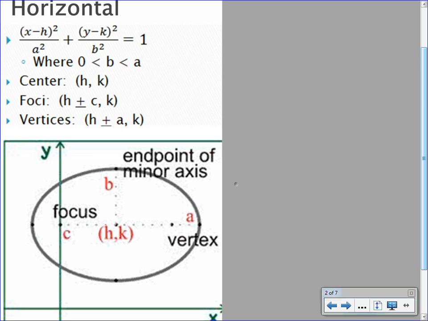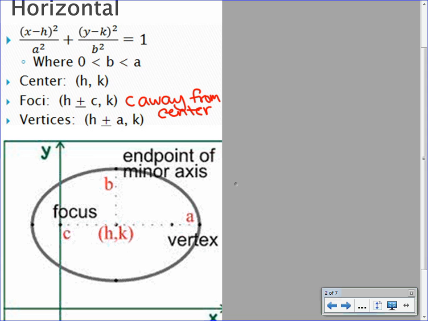Our foci, here's what I want you to remember about the foci. They are going to be c away from the center. And we know that our foci have to lie along the major axis. So don't really get hung up on this right here. Just remember that they're going to be c units away. And I'll tell you what c is here in a little bit.